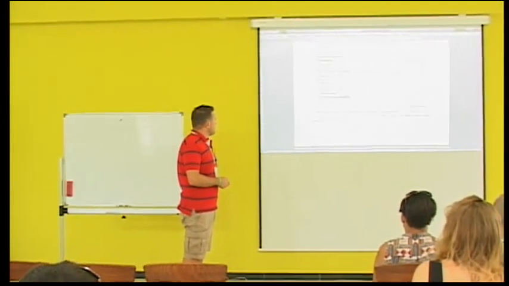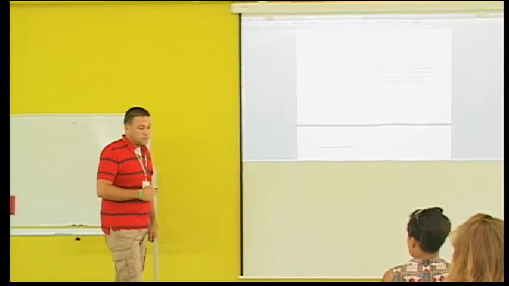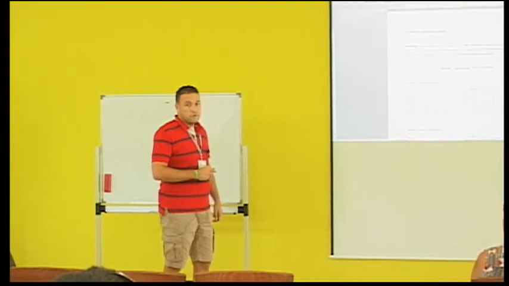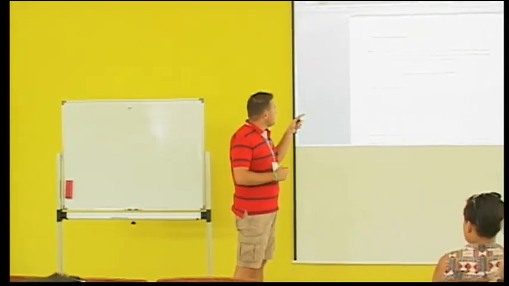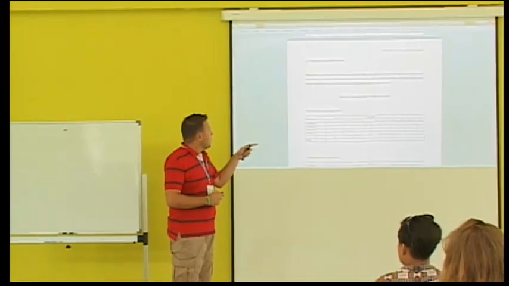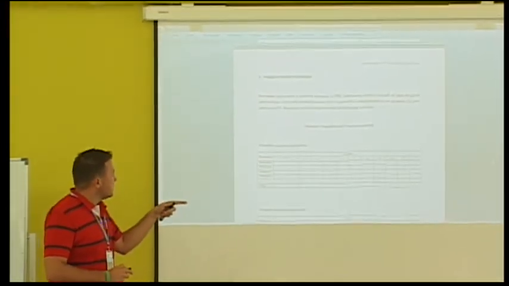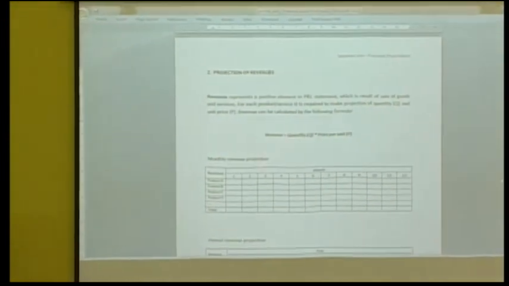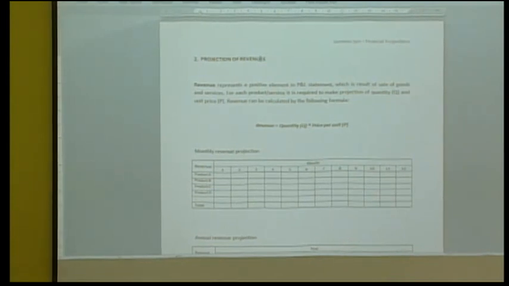The first part of the profit and loss statement or net income statement is revenues. You don't have a problem with projection of revenues. Revenues represent a positive element of the profit and loss statement, which is a result of sale of goods and services. You will do in your business plan monthly and annual revenue projections. You don't have a problem with this, yeah?